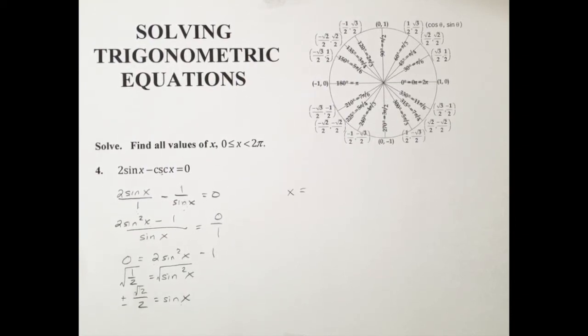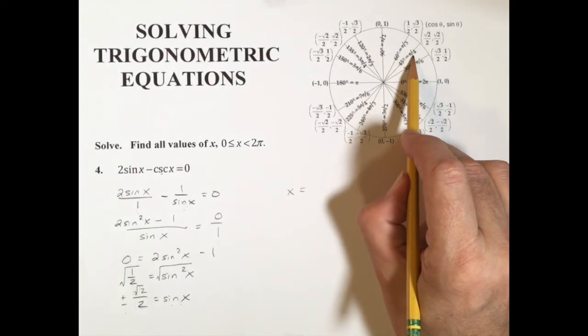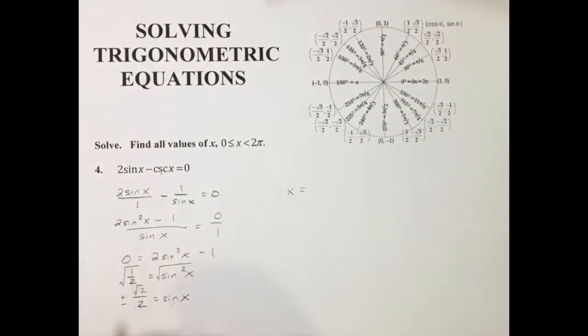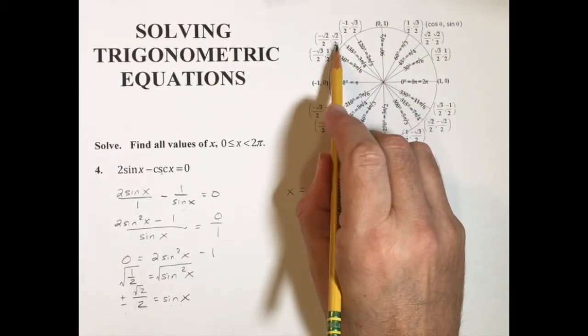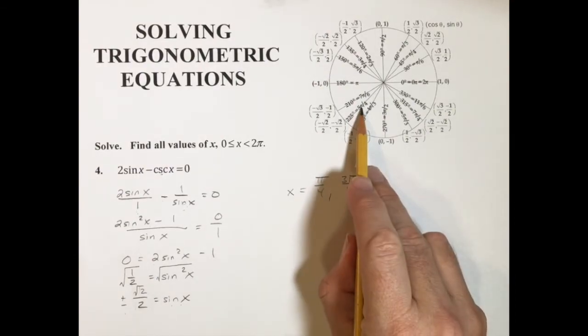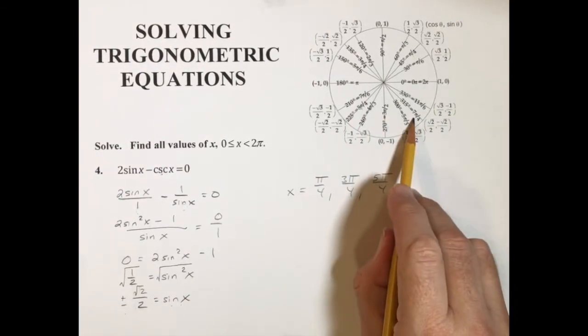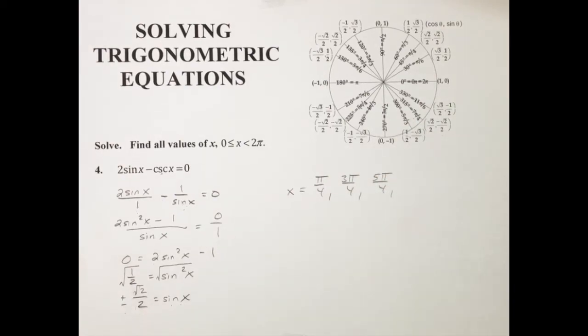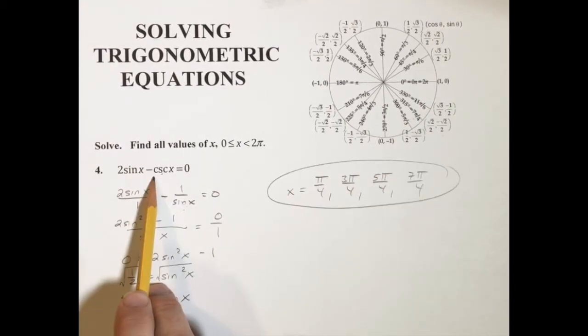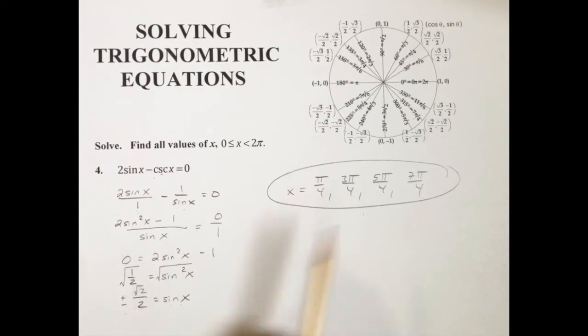So let's go to our unit circle and see where sine is either positive or negative square root of 2 over 2. Sine of pi over 4 is square root of 2 over 2. Sine of 3 pi over 4 is square root of 2 over 2. Sine of 5 pi over 4 is negative square root of 2 over 2. And sine of 7 pi over 4 is also negative square root 2 over 2. This particular trigonometric equation has 4 correct answers.